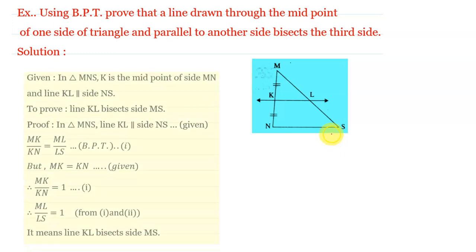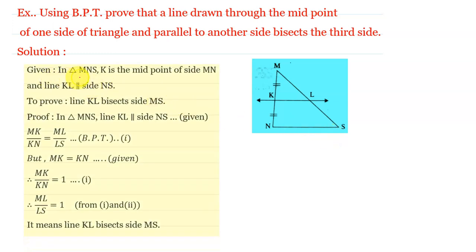Okay. Next, given in triangle MNS, K is the midpoint of side MN. Okay, and line KL is parallel to NS. To prove that KL bisects MS. Okay. Now in triangle MNS, line KL is parallel to NS, and therefore by BPT, what do we have here? MK upon KN equals ML upon LS. This is by BPT.